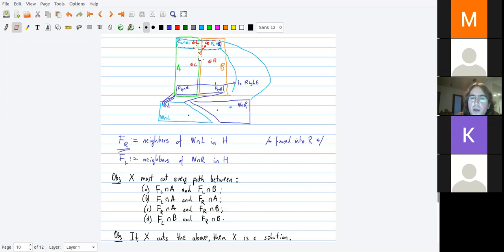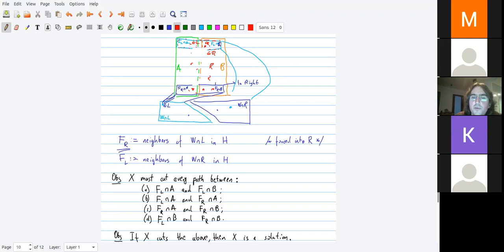And similarly, if I have a path from here to here, if this vertex is forced to go to L, this must go to R, to L, to R, to L, to R, to L, but this vertex here was forced to go to R. So again, we get a contradiction with the bipartition. So again, X must hit every such path. And the remaining paths are analogous. So the paths from here to here and the paths from here to here.